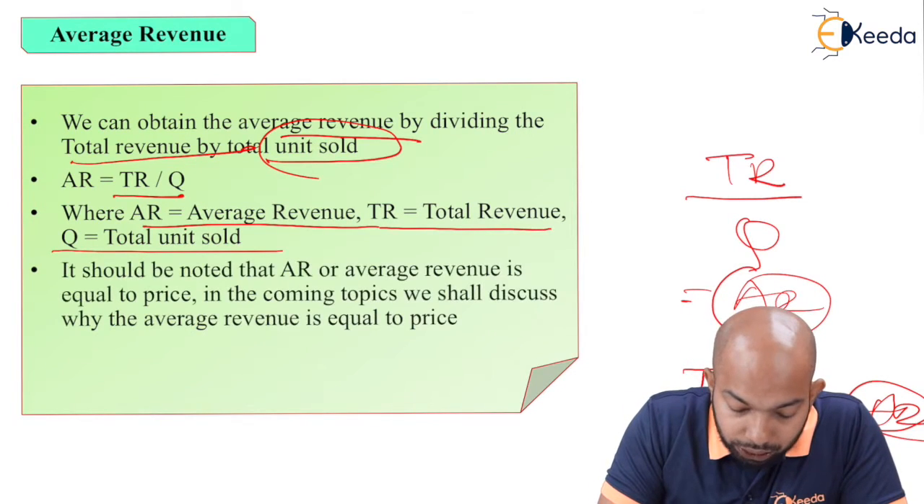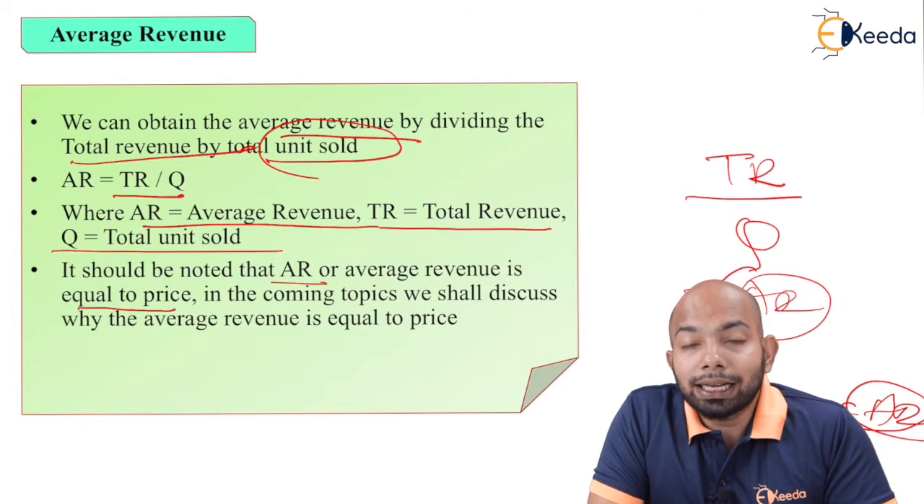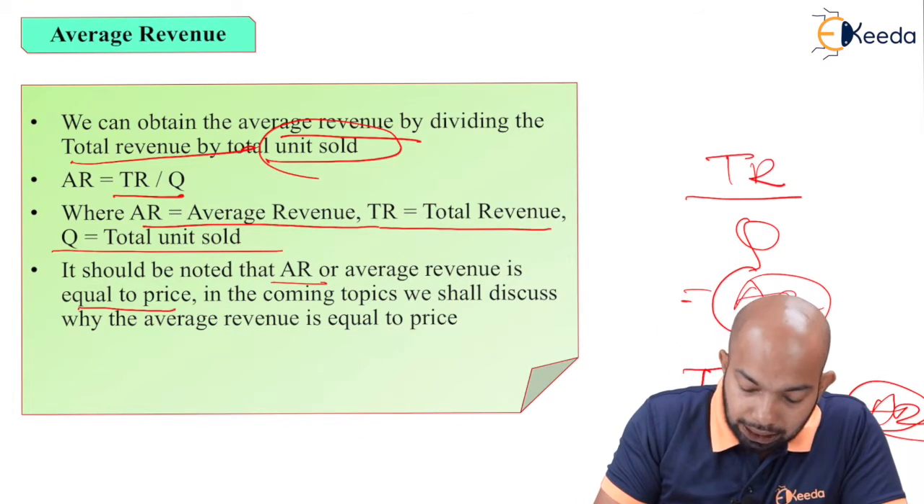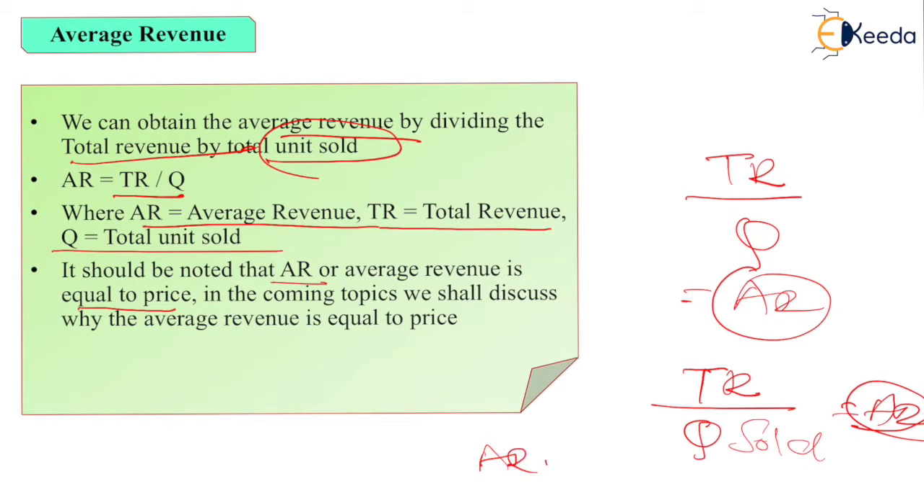Now, it should be noted that average revenue is equal to the price, that is, the price at which you have sold. So here you can say that average revenue is always equal to the price. This is a basic point that you have to know.